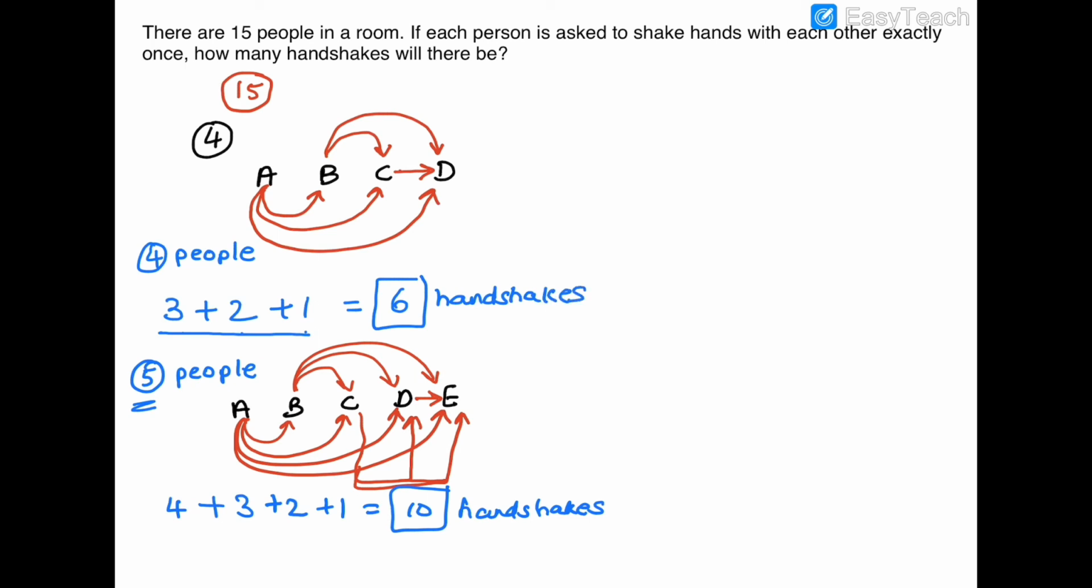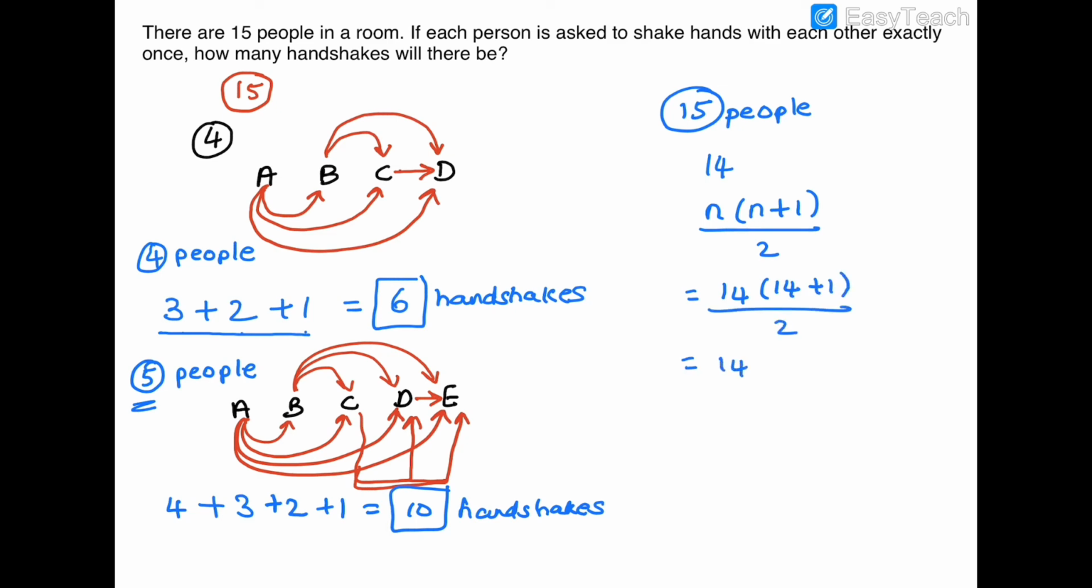Now you see the pattern, for 15 people, we need to sum up all the way up to 14, right? We know the sum of the first n natural numbers is n times n plus 1 over 2. So simply substituting 14 into the formula, 14 times 14 plus 1 over 2, we get 14 times 15 over 2, which is 7 times 15, and that is 105 handshakes.